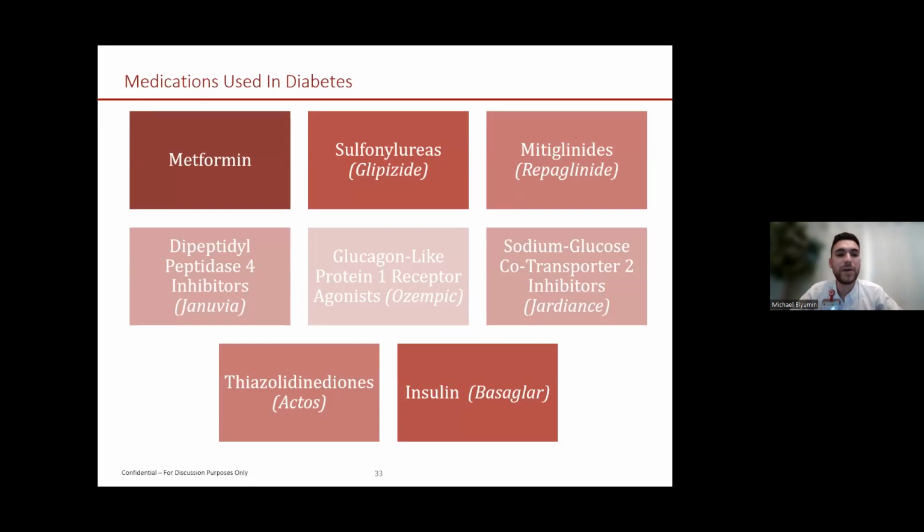We have dipeptidyl peptidase 4 inhibitors, or DPP4 inhibitors, which is things like Januvia. We have our glucagon-like peptide 1 receptor agonists, so GLP-1 receptor agonists, commonly known as Ozempic, Trulicity; these are examples of this class. We have our sodium glucose cotransporter 2 inhibitors, or SGLT2 inhibitors. These are things like Jardiance. We have our really long name, thiazolidinediones, or TZDs. Really the only medication used in this class is Actos or pioglitazone. And then of course we have our insulins.